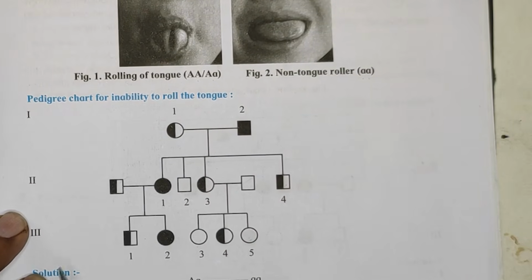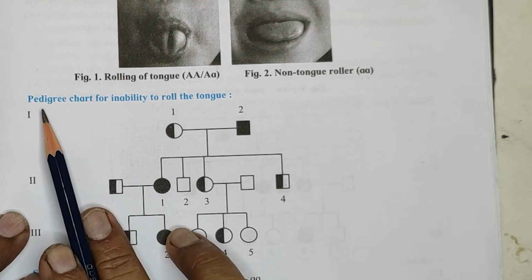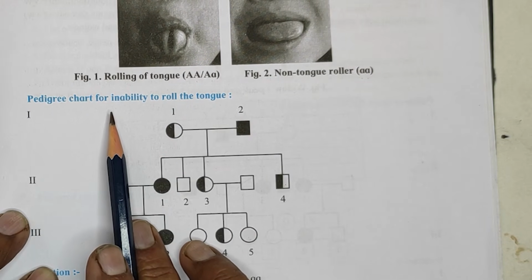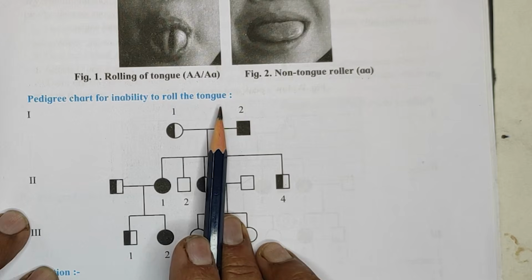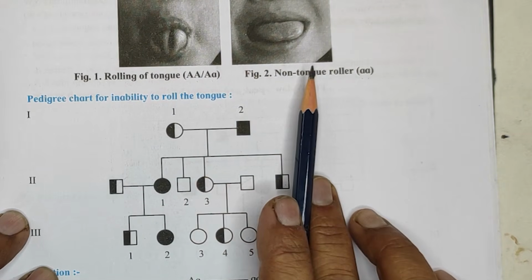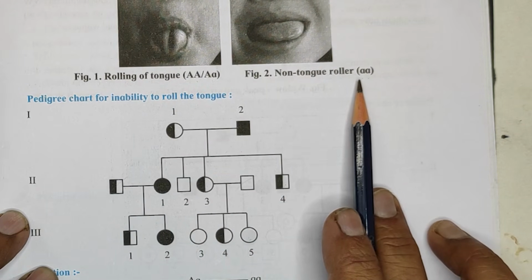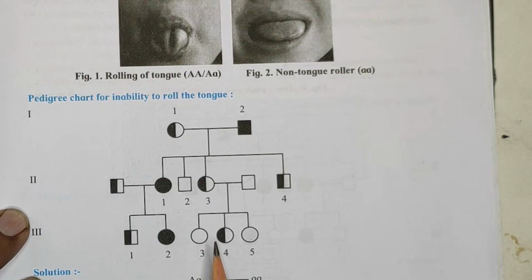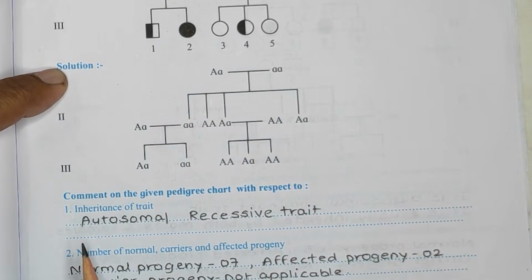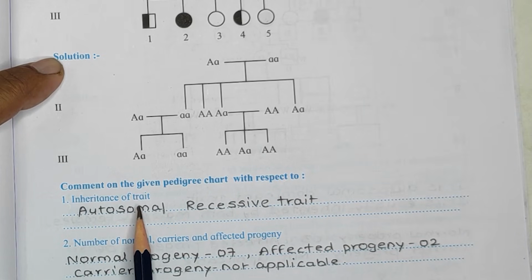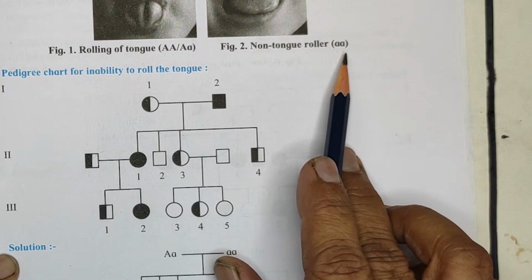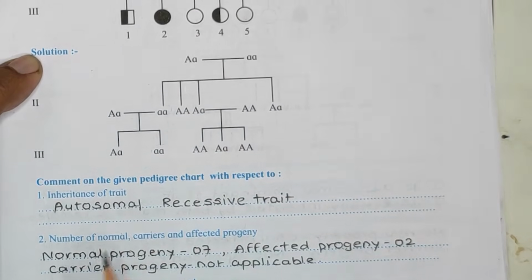Now we'll see the question answers of the first practical, the pedigree chart for the inability to roll the tongue. Just remember, here you have to think about the inability to roll the tongue, which has small i, a recessive one. Based on this chart we'll write the answers. What is the first question? Inheritance of the trait. It is an autosomal recessive trait.